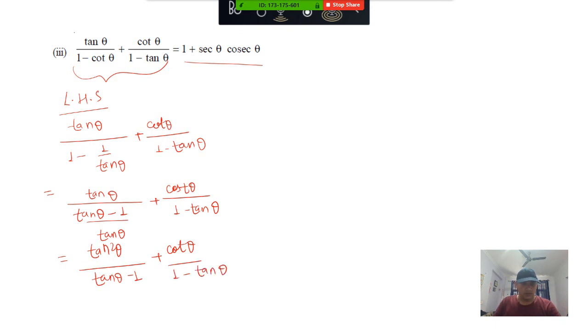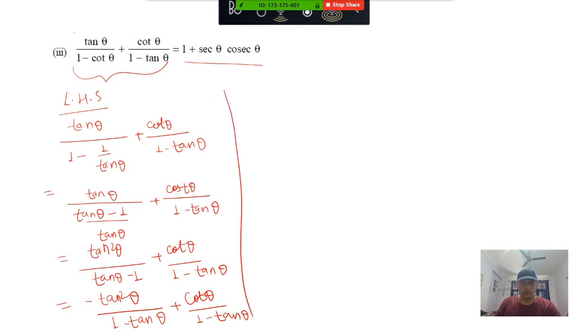Okay. Now what we do, we just take the negative sign common, because in the denominator we have tan theta minus 1 and 1 minus tan theta. If you take the negative sign common here, the terms remain common, tan theta minus 1, or either we take the negative sign common here in the first term or in the second term, anywhere we can take. So for simplicity I am taking it on the first one here, so it becomes minus tan square theta upon 1 minus tan theta plus cot theta upon 1 minus tan theta.